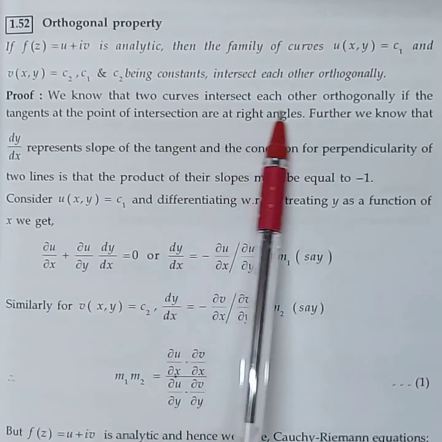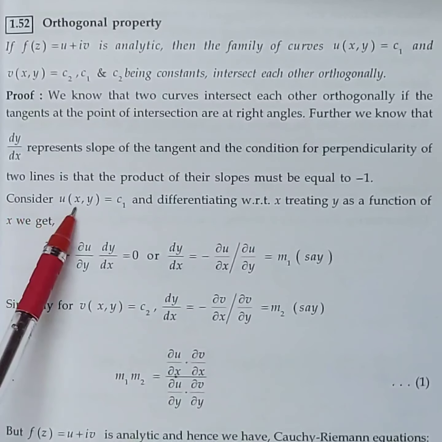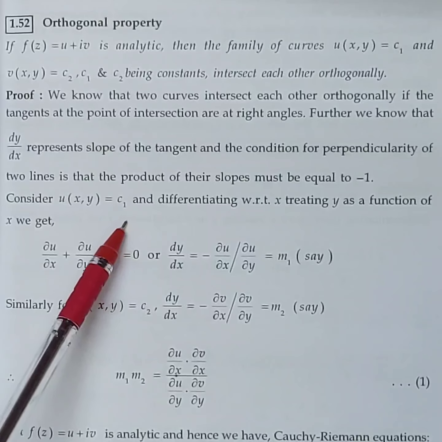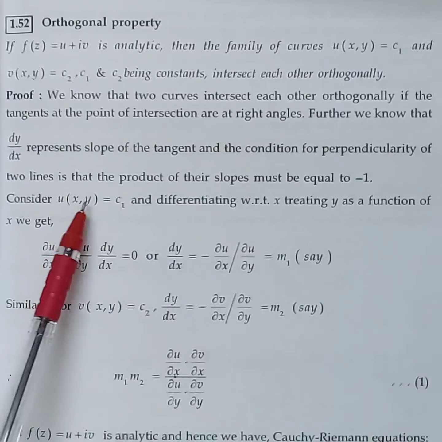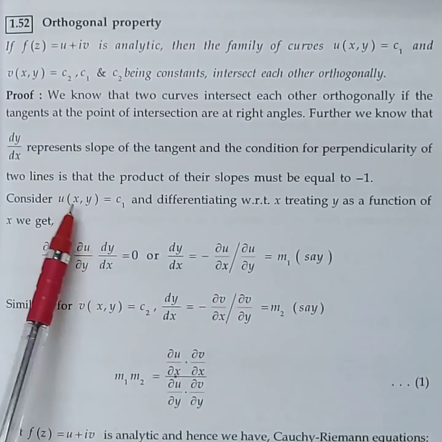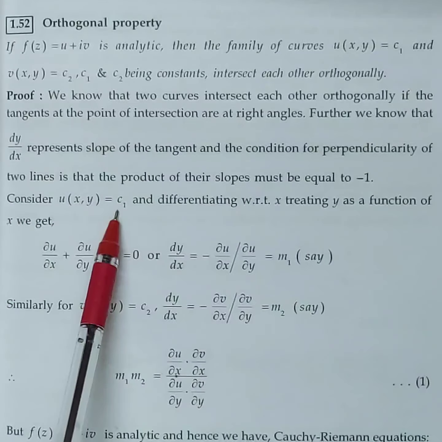We know that two curves intersect each other orthogonally if the tangents at the point of intersection are at right angles, or we can say slopes, that is m1 into m2 is equal to minus 1. So if we prove that the product of their slopes is equal to minus 1, then we are done with the proof. So we have the real part u(x, y) = c1 and v(x, y) = c2. So let us take the slope m1 from u and slope m2 from v, and finally let us multiply those two slopes.